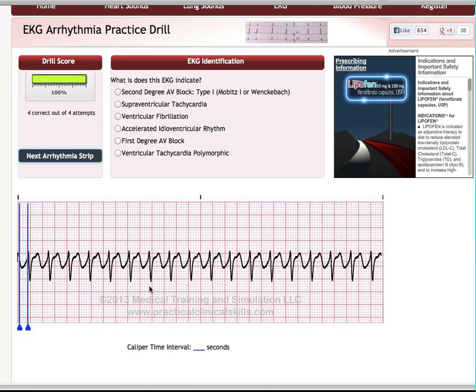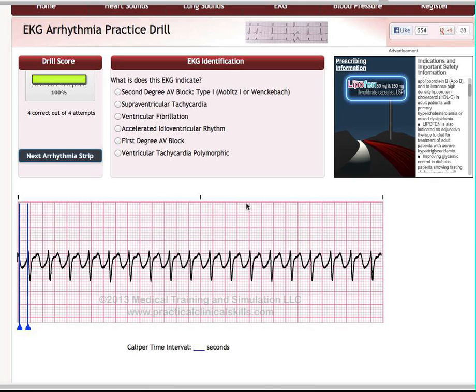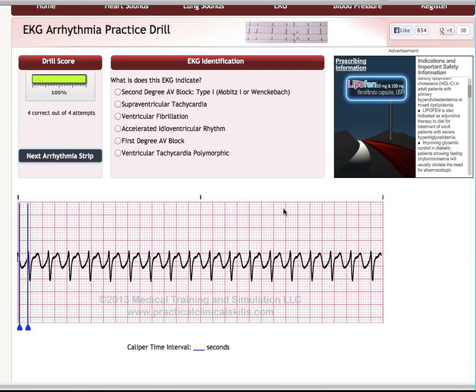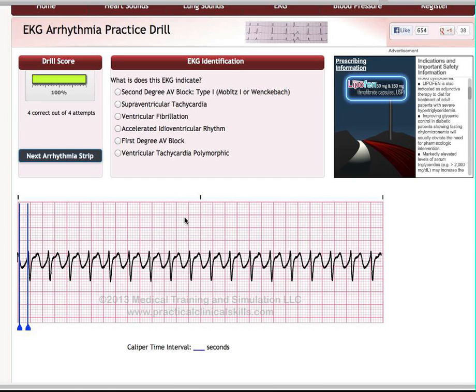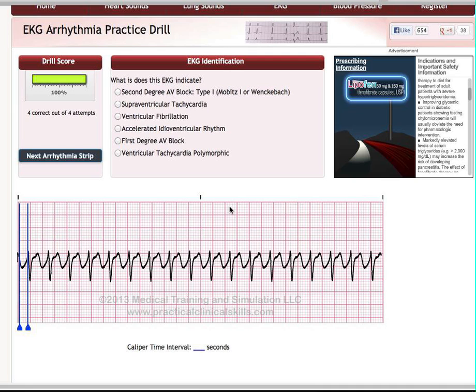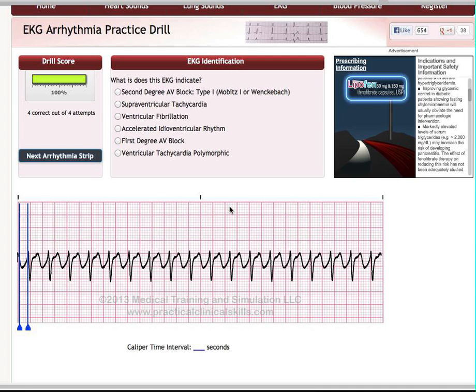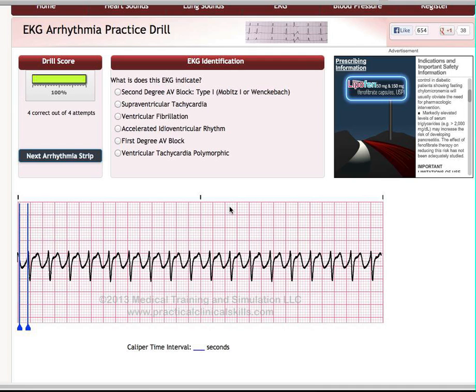So remember in the other video we talked about how to figure your rate using the 300-150 rule. So remember that's for every big box you count down. So if we start at this little line right here, we would go 300, 150, 100, 75, 60, 50, etc. If you get down here, that's not good. So you probably don't want to use this calculation because it gets to be inaccurate when you get to the low rhythms or slow rhythms, excuse me.